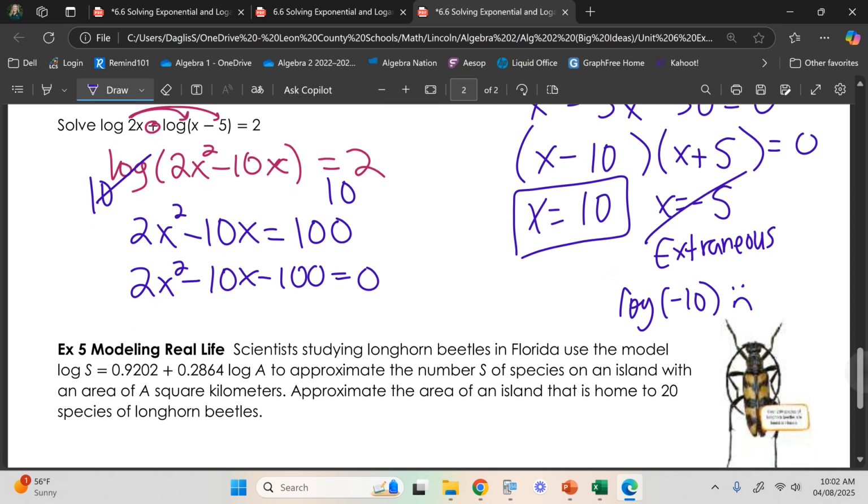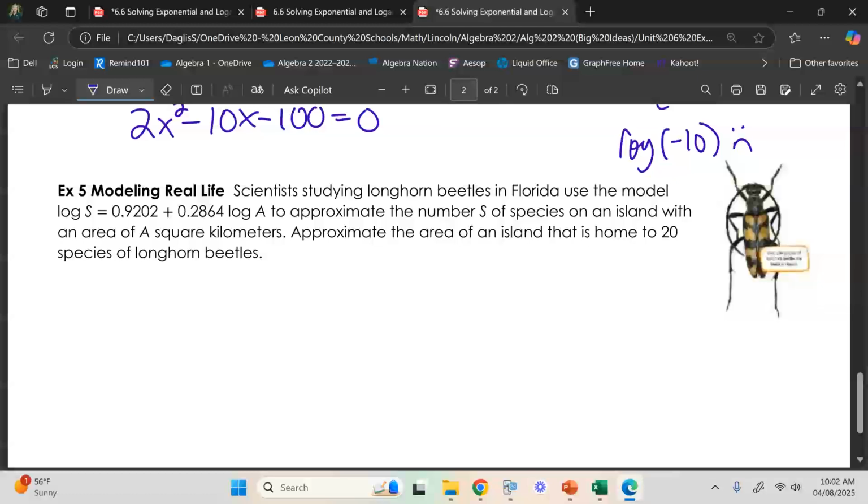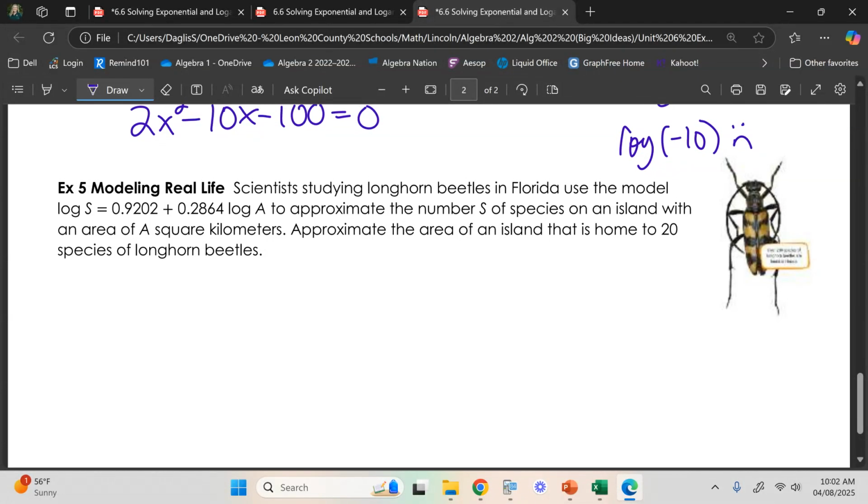All right. Let's talk about some beetles. Scientists studying longhorn beetles in Florida use the model log S equals 0.9202 plus 0.2864 log A to approximate the number S of species on an island with an area of A square kilometers. Approximate the area of an island that is home to 20 species of longhorn beetles.